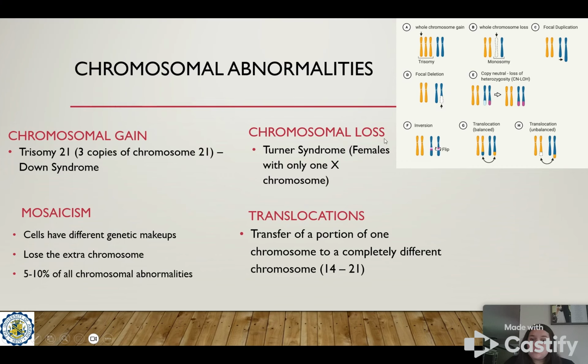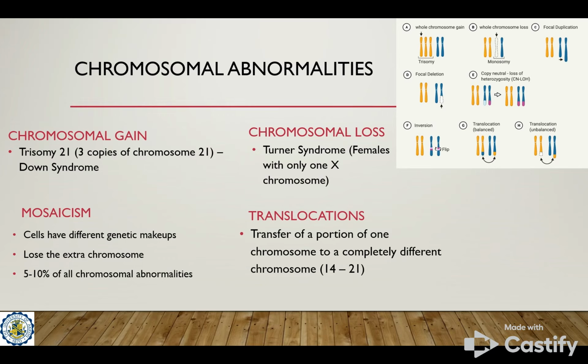You might lose a chromosome during this division, and an example of that is Turner syndrome, which is females with only one X chromosome. Mosaicism is when cells have different genetic makeups. They might lose an extra chromosome. 5 to 10% of all of your chromosomal abnormalities are mosaicism.